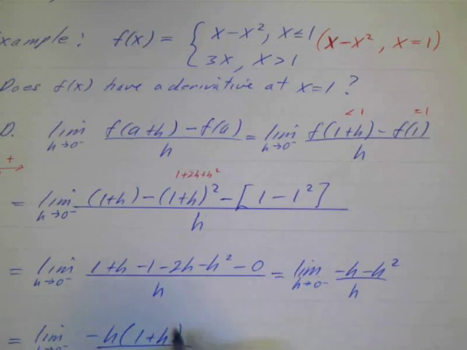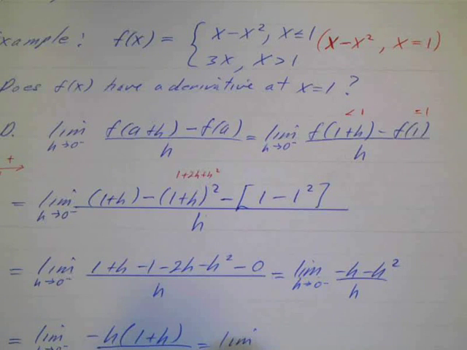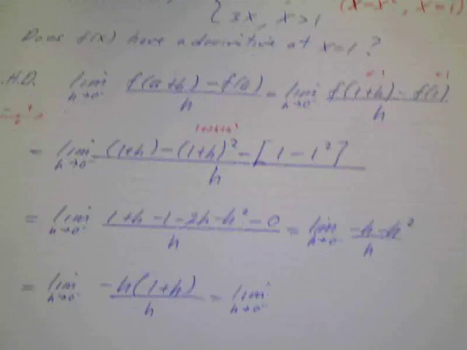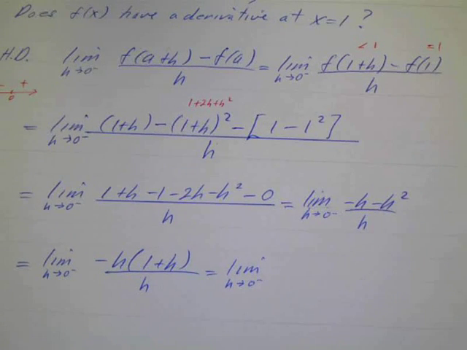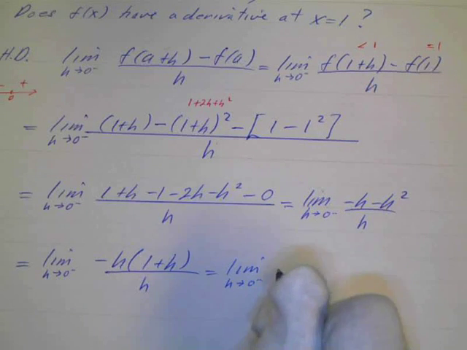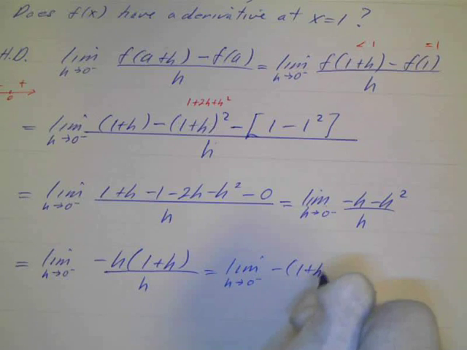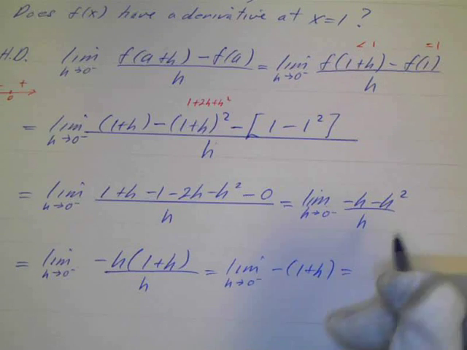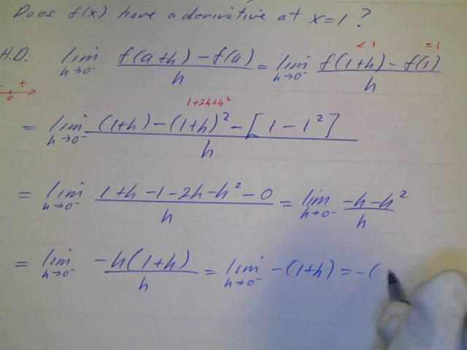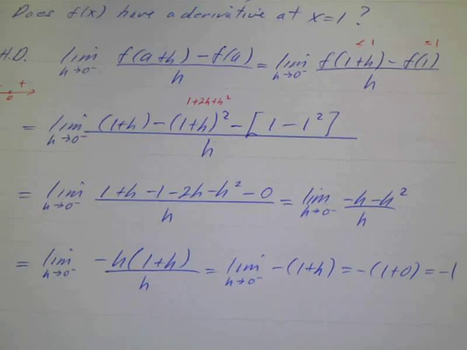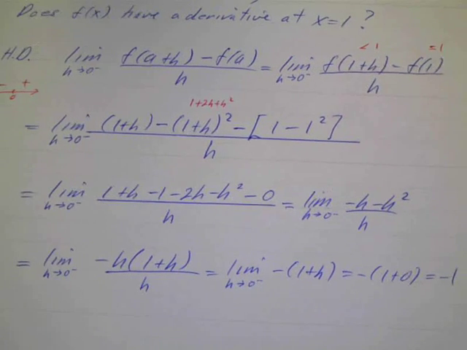And those h's become 1, so I've got equals the limit as h approaches 0 from the negative direction. Oops, running out of room here, pardon me. There we go. And that's just going to be negative 1 plus h. And now I can simplify, and that's just going to be negative 1 plus 0, and that's just going to be negative 1. So there's my slope there. So that's my left-hand derivative, negative 1.